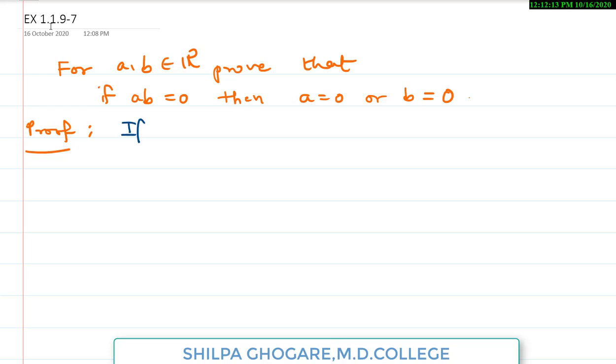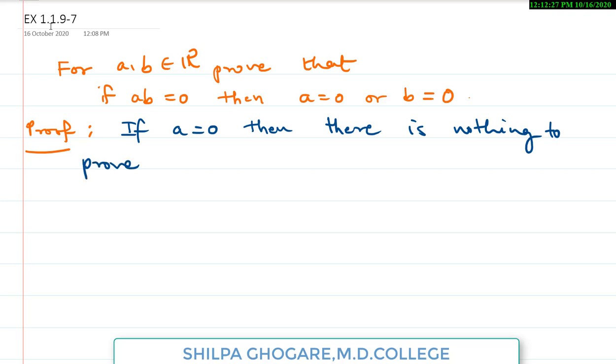Suppose A is 0, correct? Then there is nothing to prove. But if A is not 0, then I should prove that B is 0. So I'm starting with A not 0 and I should end with B is equal to 0. Correct? The last statement of this proof should be B is equal to 0. And then it is done.